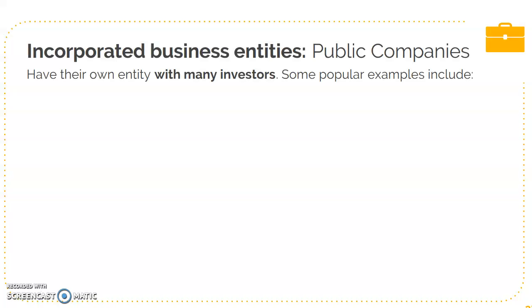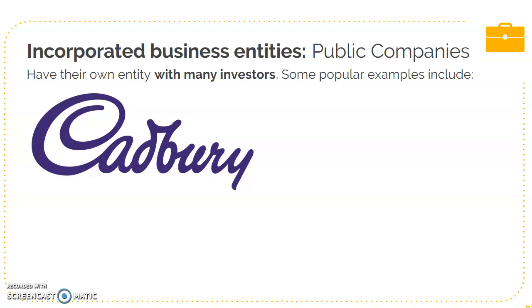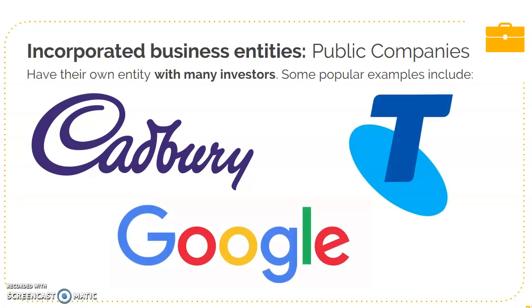Now, incorporated business entities, we're talking about public companies. They have their own entity with many investors. Again, the name of the company is different to that of the owner. They have many investors. It's a public company. What do you think would be the examples? Cadbury, Telstra, and Google. These are the public companies. They have many investors, and they are separate legal entities. So this word is really important: separate legal entity.